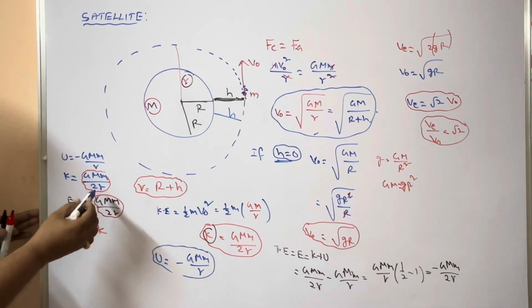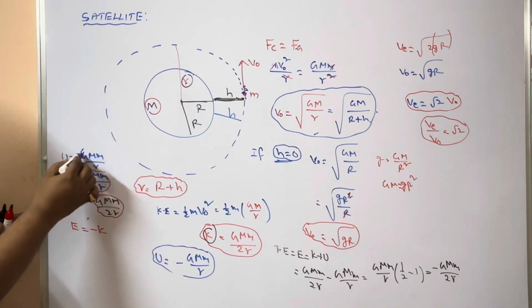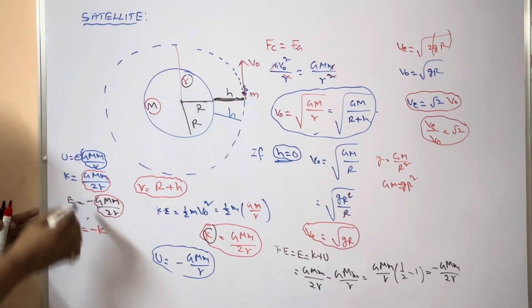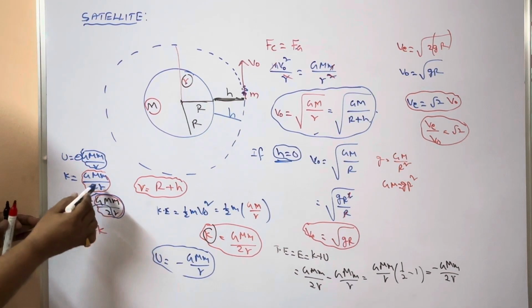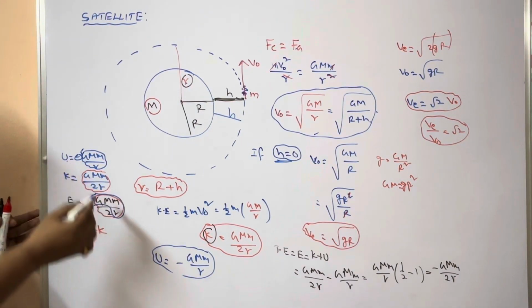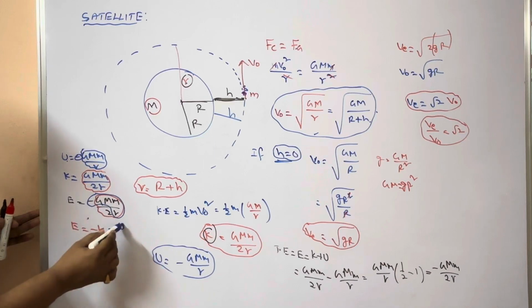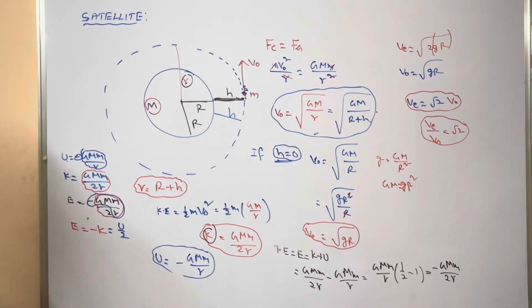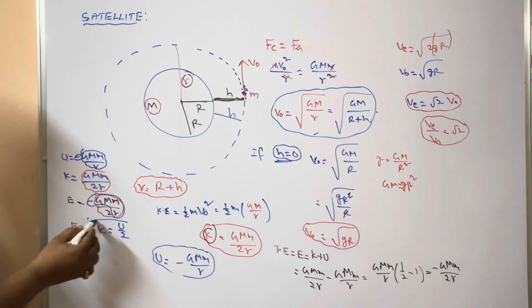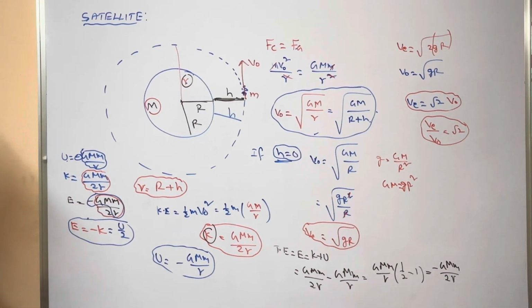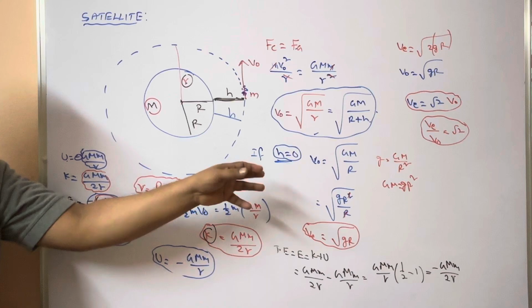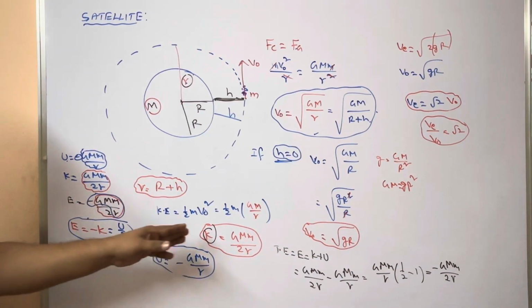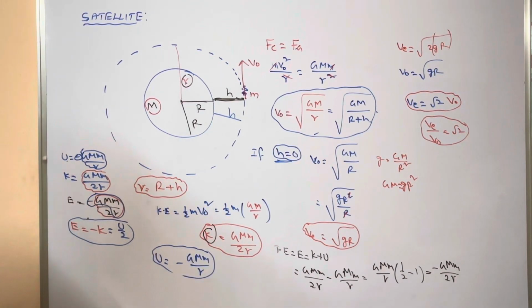Next, in place of GMm by r with the negative sign, what can we write? U. At that time, total energy is equal to U by 2. So they will ask this ratio. If you remember this, you can write it very easily. This will come again in the atoms lesson, similar to total energy, kinetic energy, potential energy.